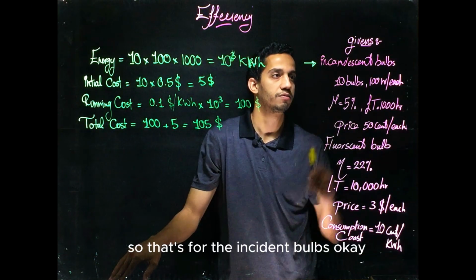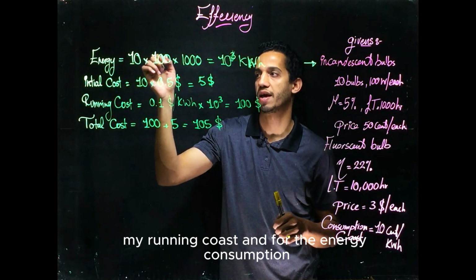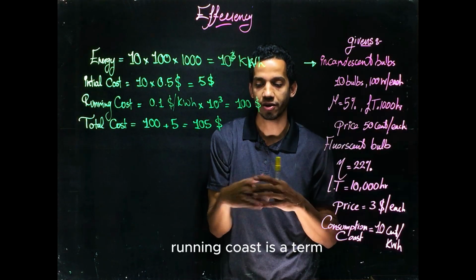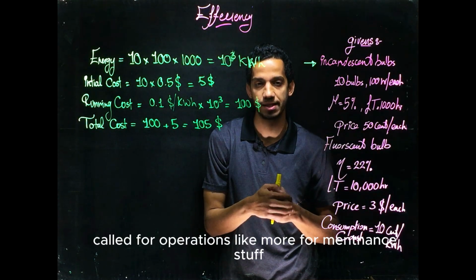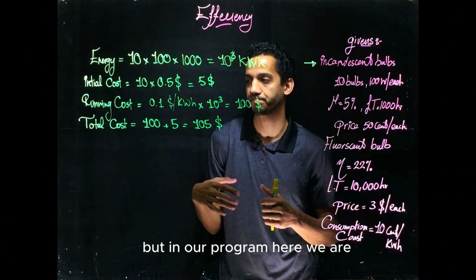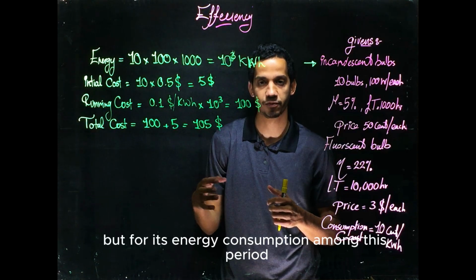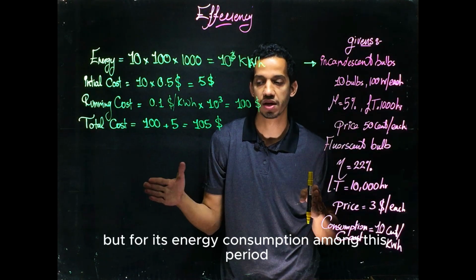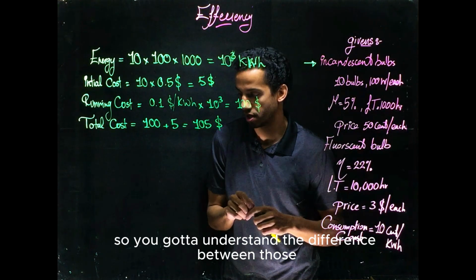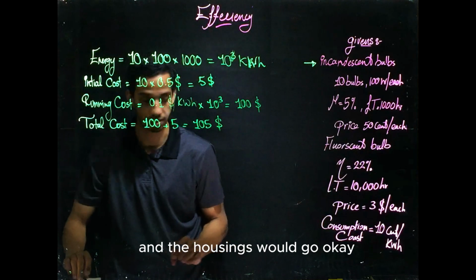Okay, so that's for the incandescent bulbs. I calculated the initial cost, and from the energy consumption, I calculated my running cost. Running cost is a term usually used for operations, more for maintenance, but in our problem here, it is not for maintenance, but for its energy consumption over this period. So you'll understand the different meanings between both. So let's start calculating for our fluorescent lamp and see how things go.